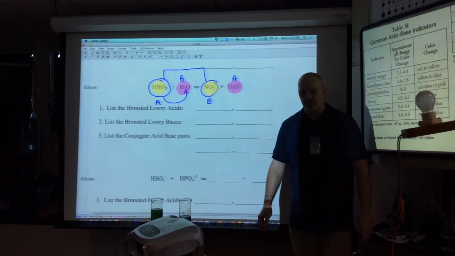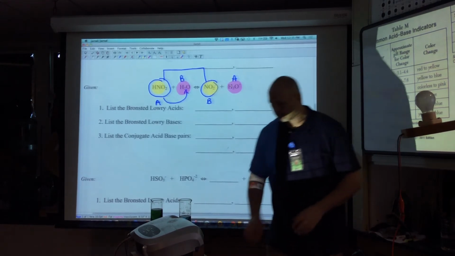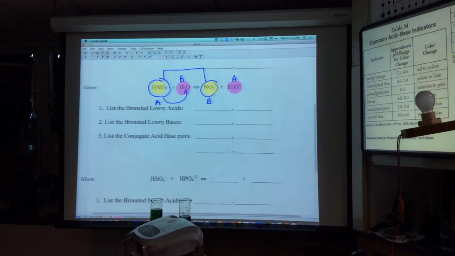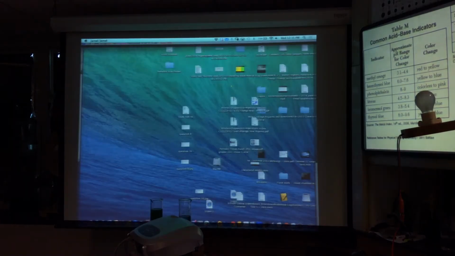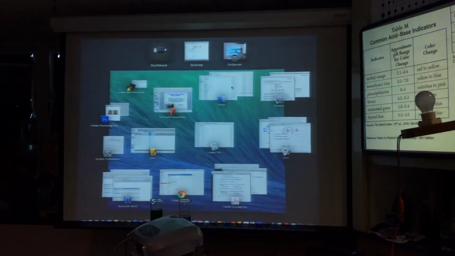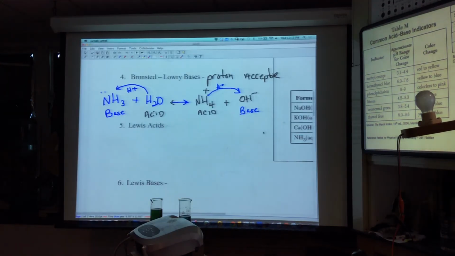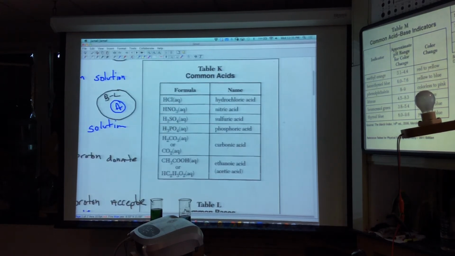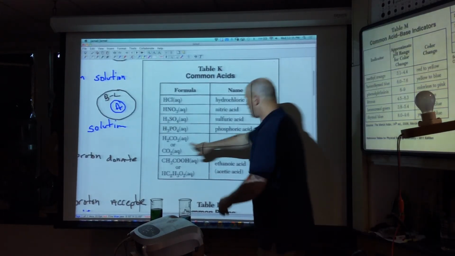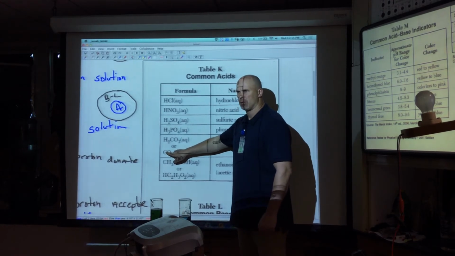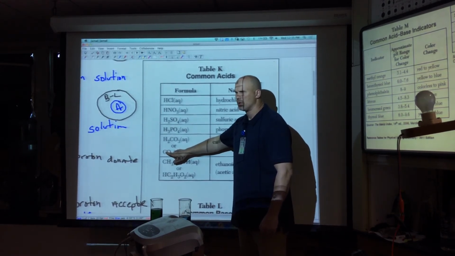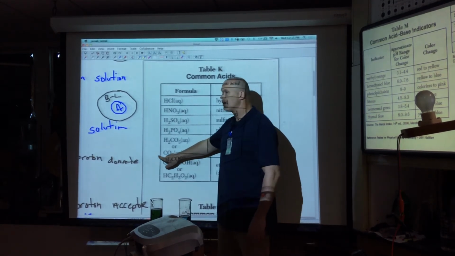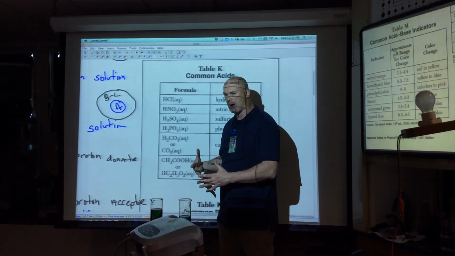Okay. Now, one more point I wanted to make today. We talked about acids and bases. And if you go back to our acid and base table, you notice there's CO2 listed in table K. CO2 doesn't even have an H, so it can't even donate an H. So it is a Lewis acid. Not something that I'm going to talk about, but I want to show you something.